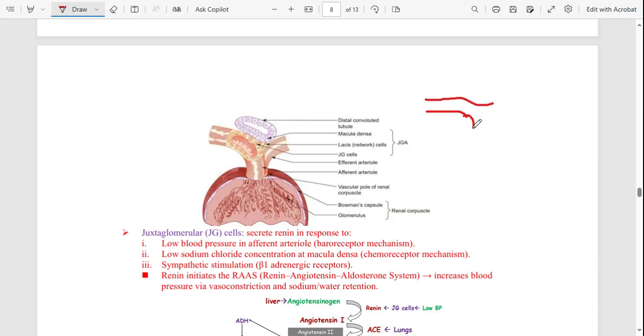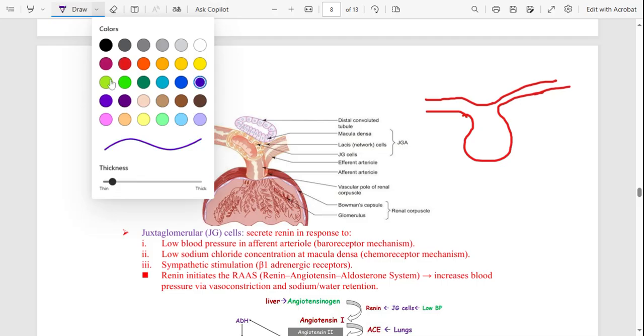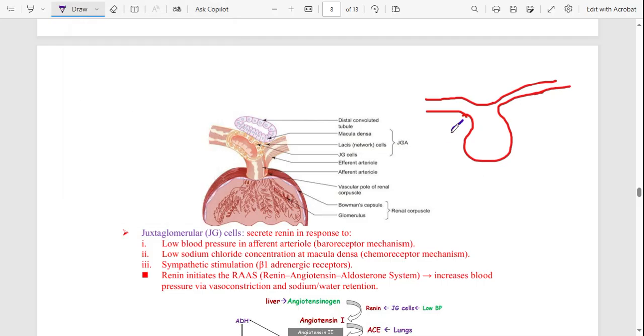This afferent arteriole, by the time it reaches a structure like this, it will go like that, and then it will come out as the efferent arteriole. Okay, this is an arteriole, and then you are going to have a structure here like that. We call this the Bowman's capsule, and then this is going to go down.